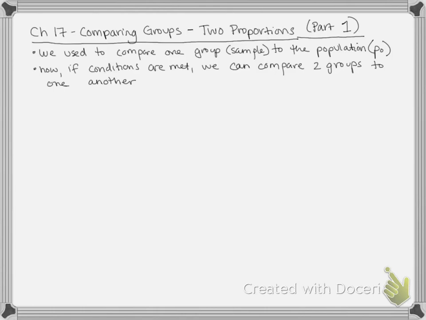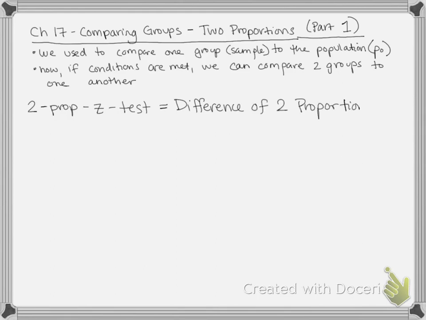And what we used to refer to as a 1 prop z-test will now be referred to as a 2 prop z-test. But it also is referred to as a test on the difference of two proportions. So we want to keep in mind that in math, the difference of something is referring to subtracting something. So we're going to go over the conditions that have to be met at the end, but I would like to talk about what an interval might look like in this case.